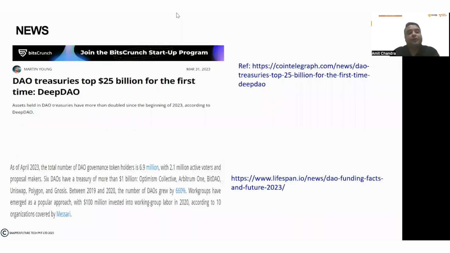Now, these are a few of the news paper cuttings which I got, and you can see that on March 31st, 2023, this news says the DAO treasury topped $25 billion for the first time. I have taken it from Coin Telegraph news. Also in this you can see that in April 2023, the total number of governance token holders is 6.9 million, with 2.9 million.